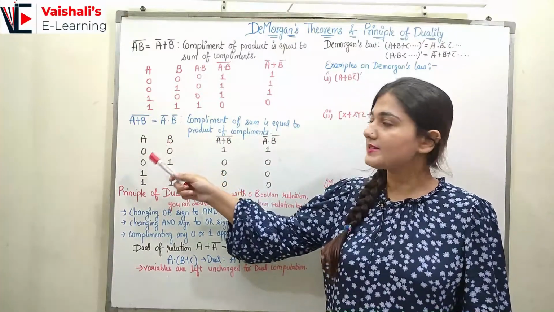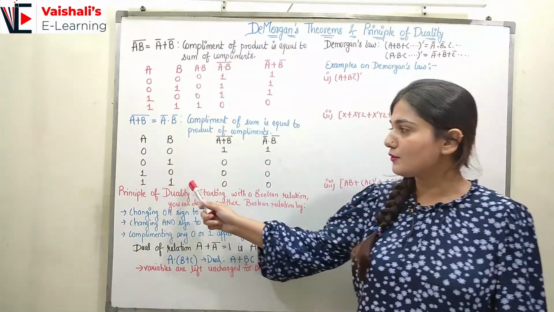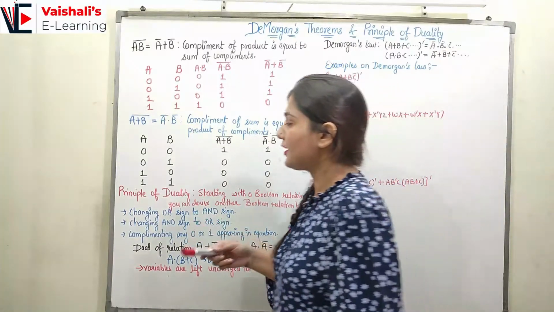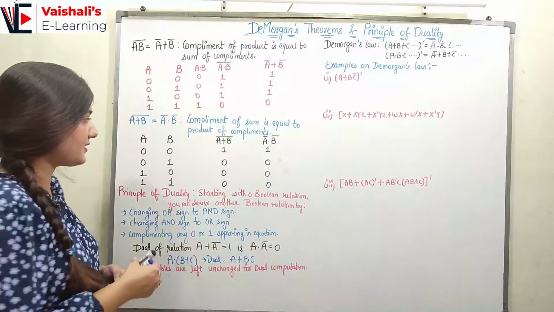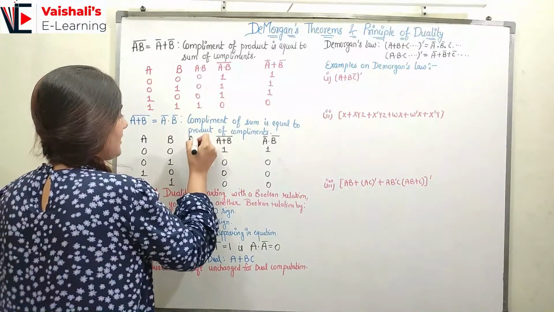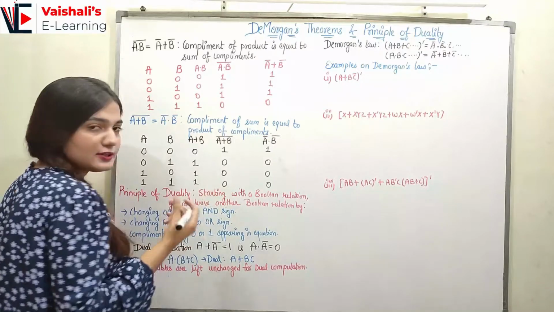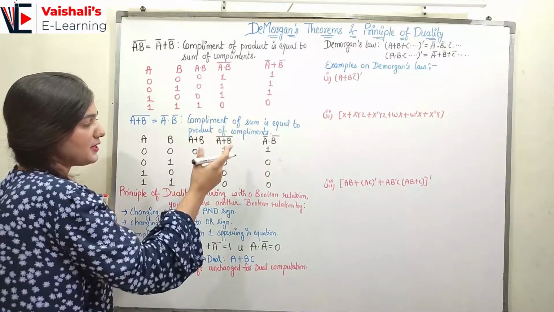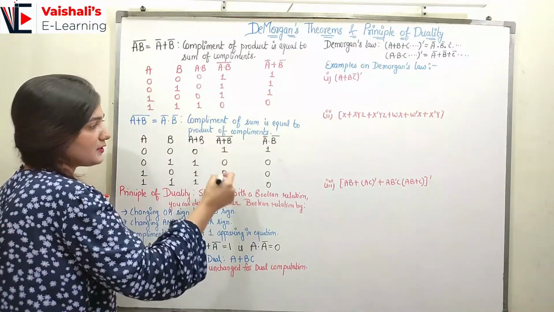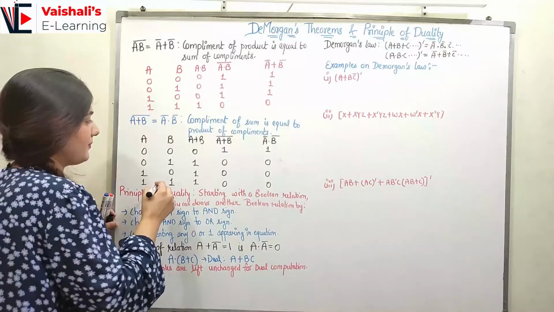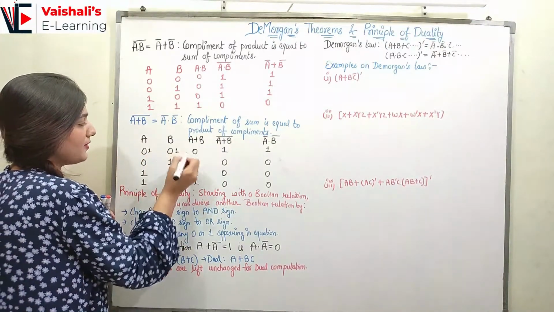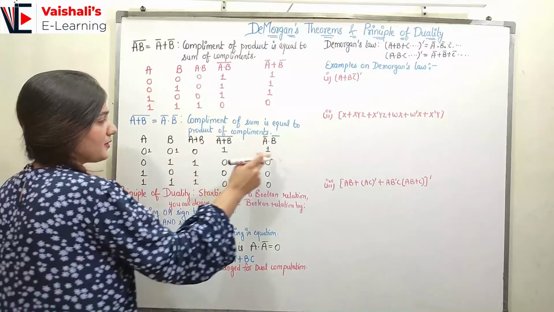I have two variables, I have 4 rows: 0 0, 0 1, 1 0, 1 1. Now I can find out A plus B. So let's write A plus B over here. A plus B would be 0, 1, 1, 1, right? So (A plus B) complement would be 1, 0, 0, 0. Now A complement dot B complement: here A complement would be 1, B complement would be 1, 1 dot 1 would be equal to 1.